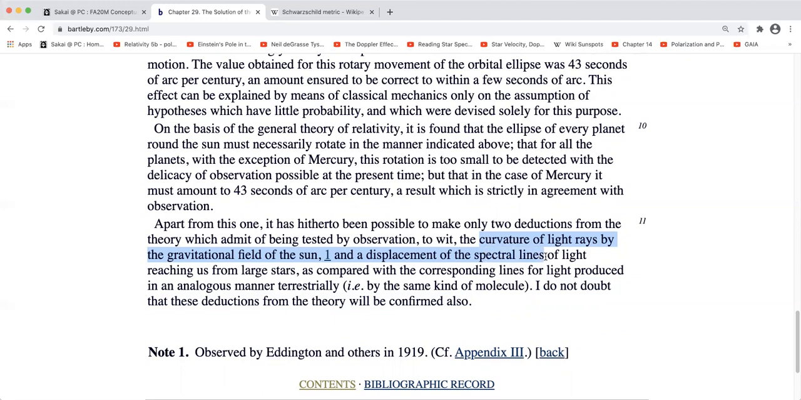For example, in the appendix 3C, I think in 1924, someone observed the shift of the spectral lines coming from Sirius B, which is a companion of the brightest star in the nighttime sky, Sirius. Okay. So at this time in history, when this edition came out, you have these three correct consequences of the general theory of relativity. But today we have many, many more.